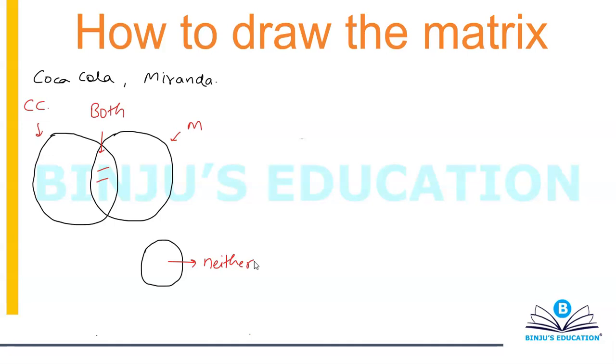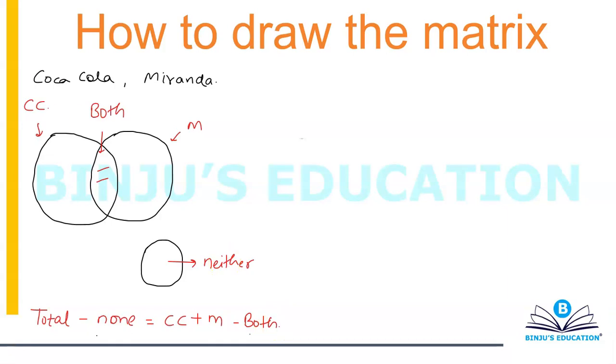So you write your basic equation as total number of people minus people who are drinking neither of the two, or let me write none of the two, will be equal to people drinking Coca-Cola plus people drinking Mirinda minus people drinking both of them.